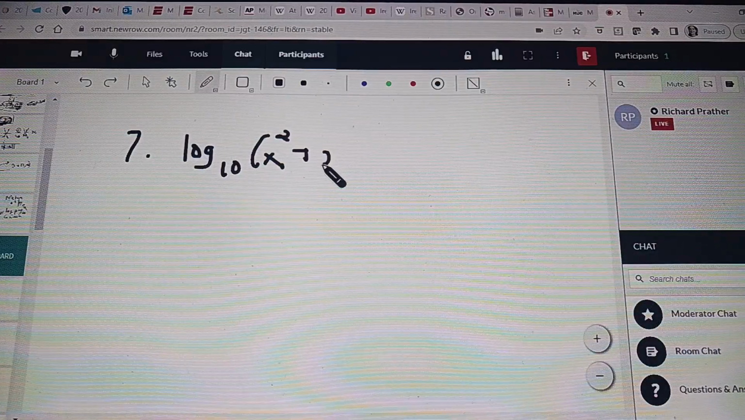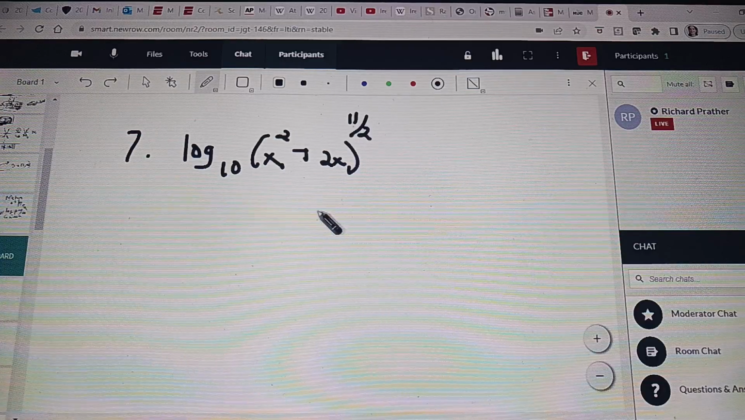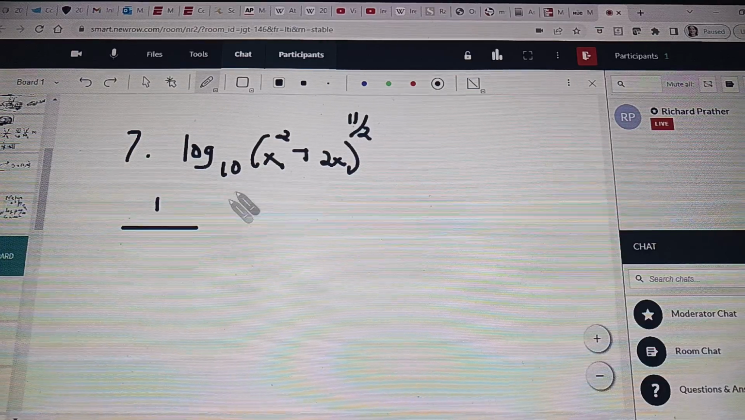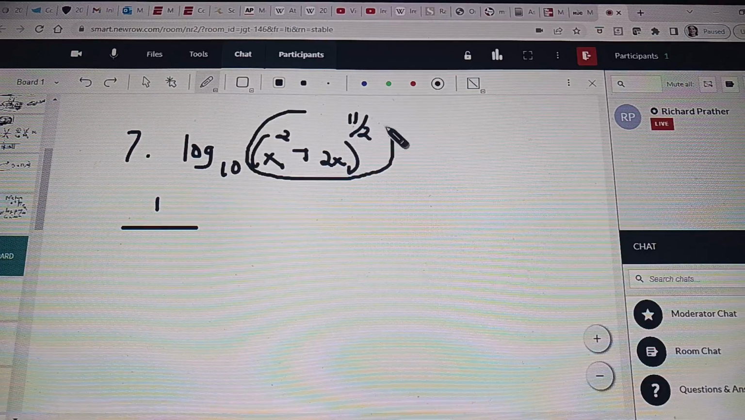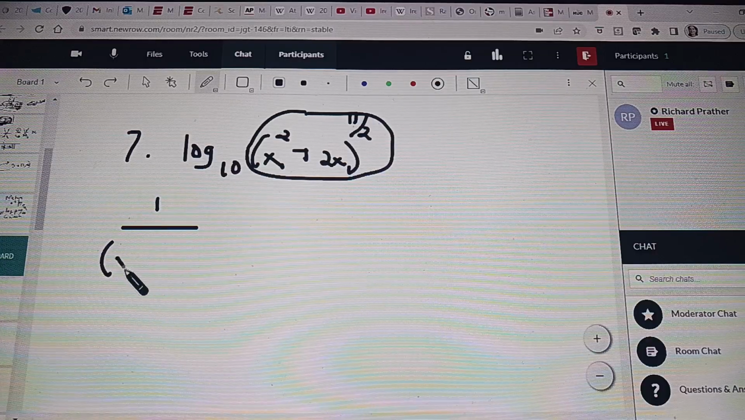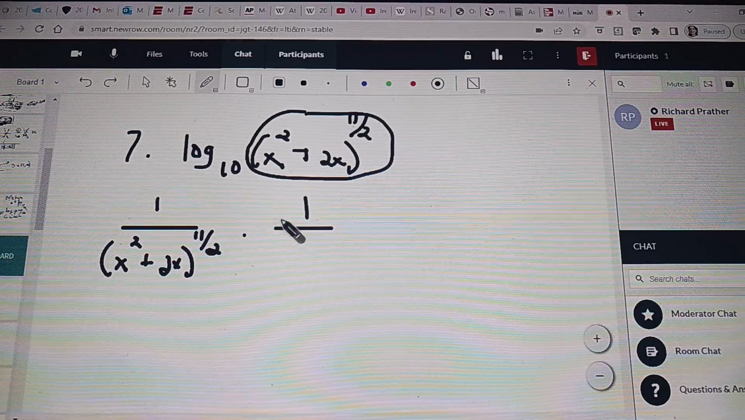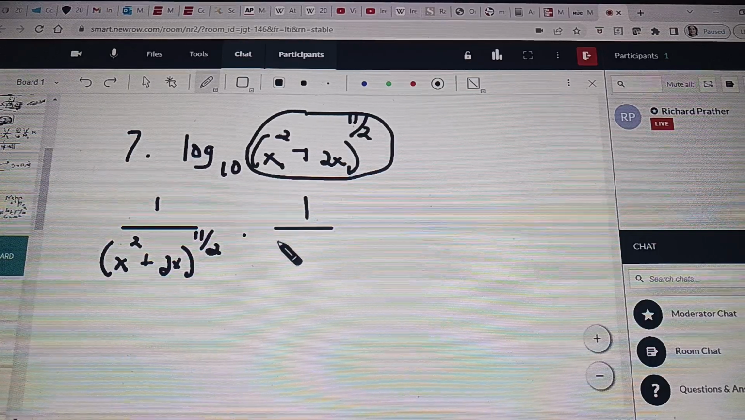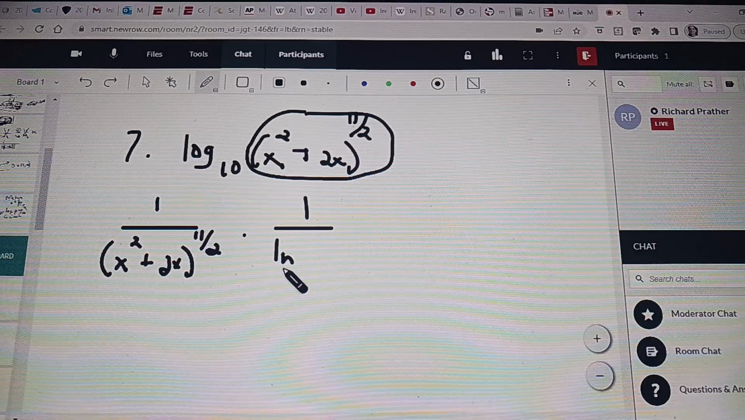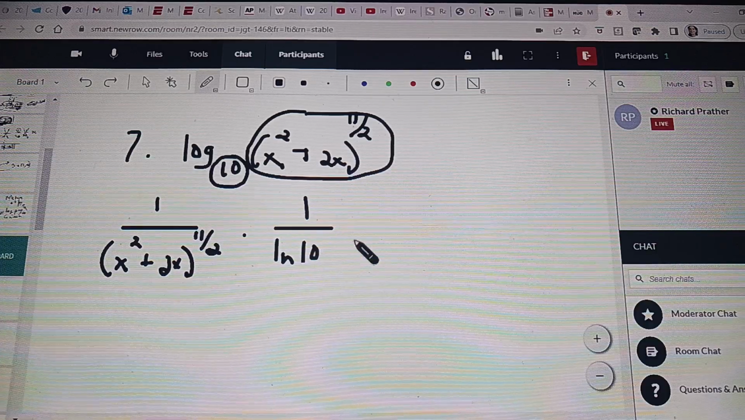x squared plus 2x to the 11 halves power. So first I do 1 over all this stuff, just like it looks. You don't change it anyway. You just write it. Just like when you're doing exponential, you just write the whole stuff again. 1 over the stuff times 1 over ln, not log, but this is always ln, whether there's an ln here or not. ln of the base, this base is 10, so I need to have it.